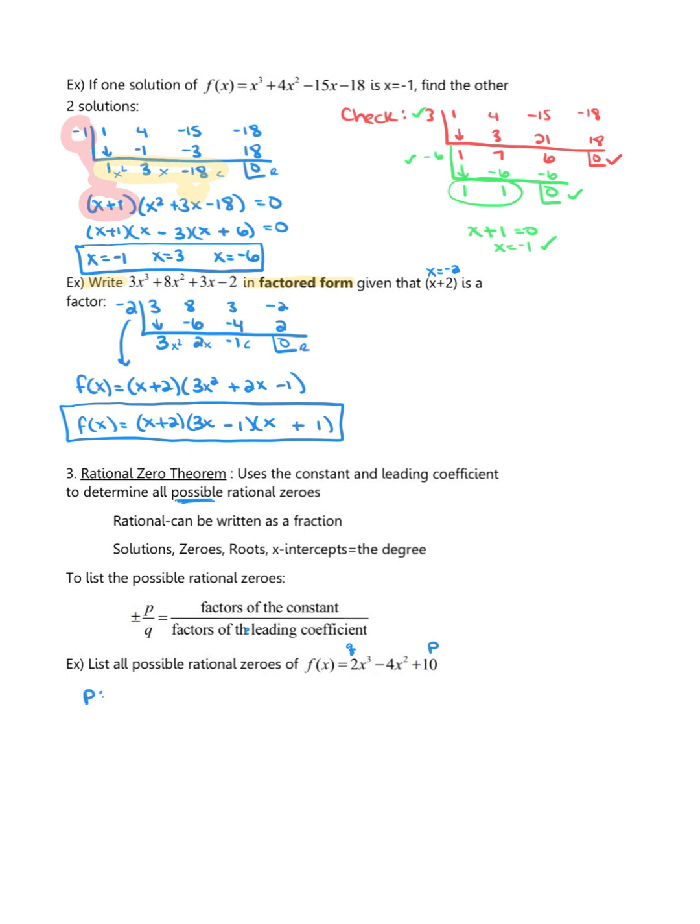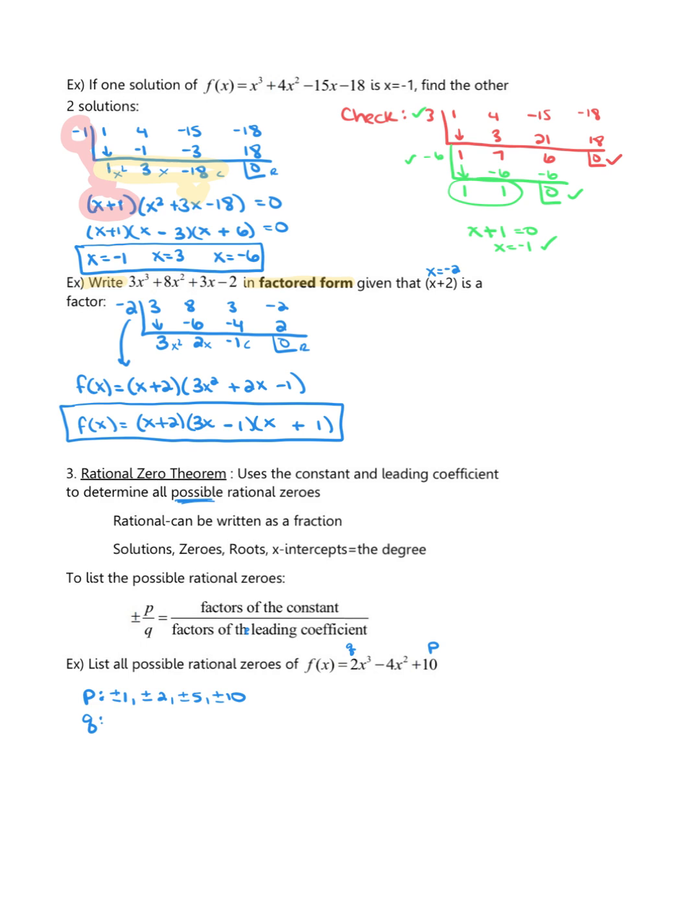So first, let's look at factors of p. So factors of 10. What are numbers that divide 10 evenly? Positive or negative 1, positive or negative 2, 5, and 10. You can write them like that, or you can write them as pairs, plus or minus 1 and plus or minus 10, plus or minus 2 and plus or minus 5. So 1 times 10 is 10, and 2 times 5.